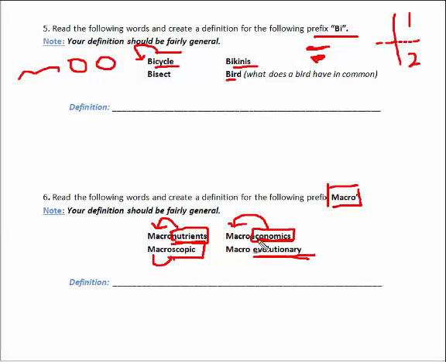Macroevolutionary. We know what evolution means. Macroevolutionary would mean big, big changes. Macro, commit to understanding, means large. Let's go ahead, pause the video here. We'll come on back. We'll take a look at the next 2, 7 and 8.